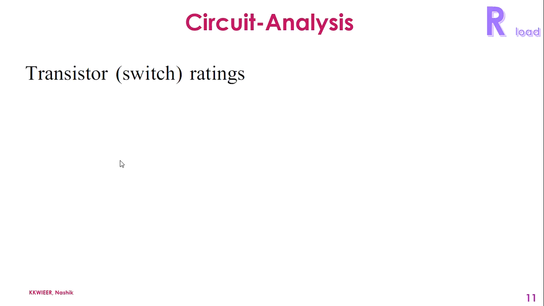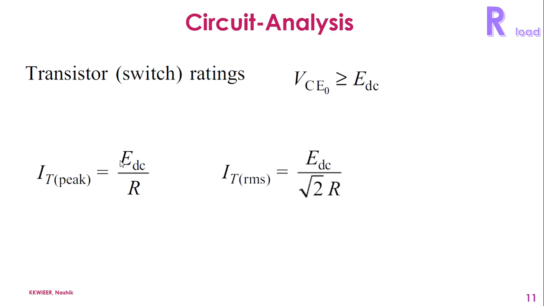Then the transistor switch ratings: VCE is greater than or equal to EDC, the peak current IT is equal to EDC by R, whereas the RMS current will be EDC by root 2R and the average current will be EDC by 2R. So this is all about the single phase full bridge inverter with the resistive load.